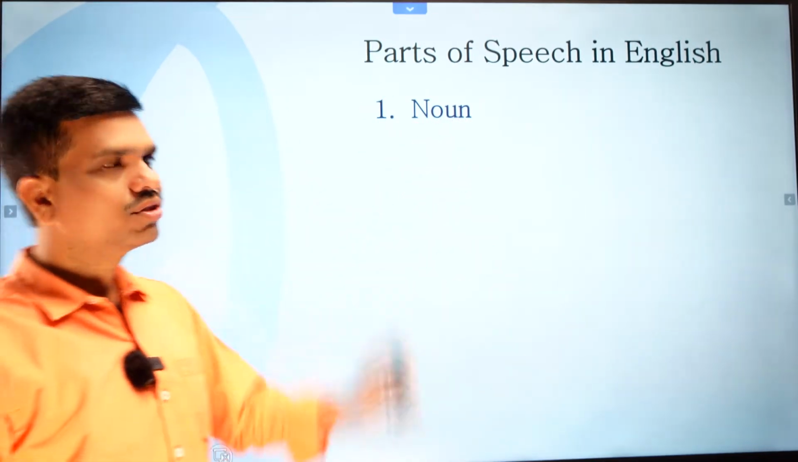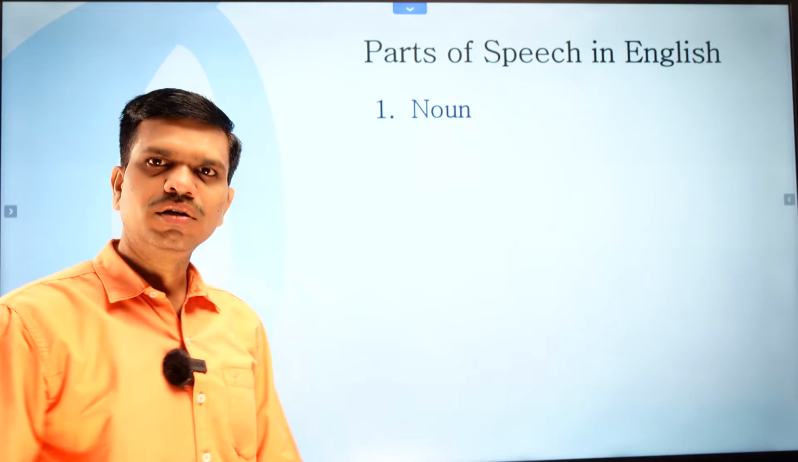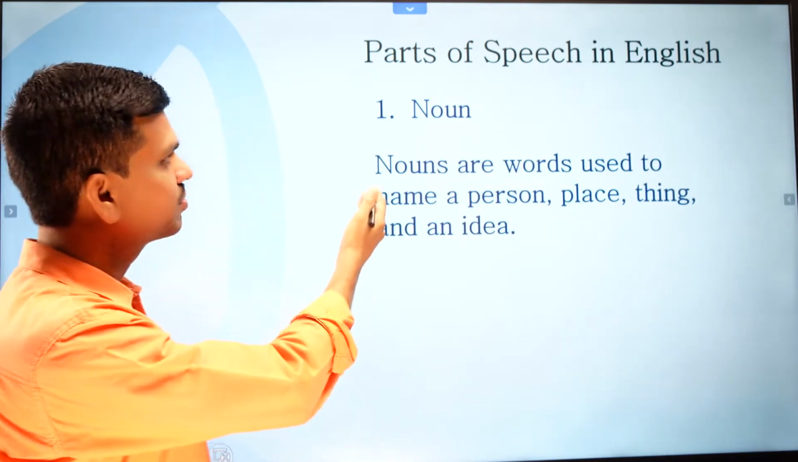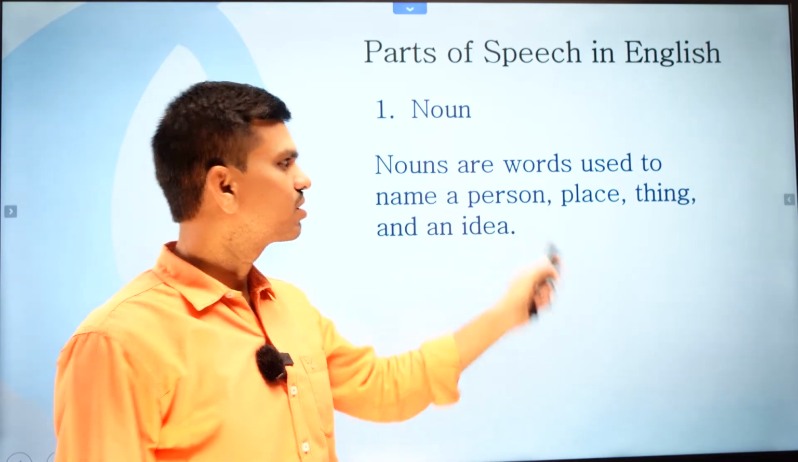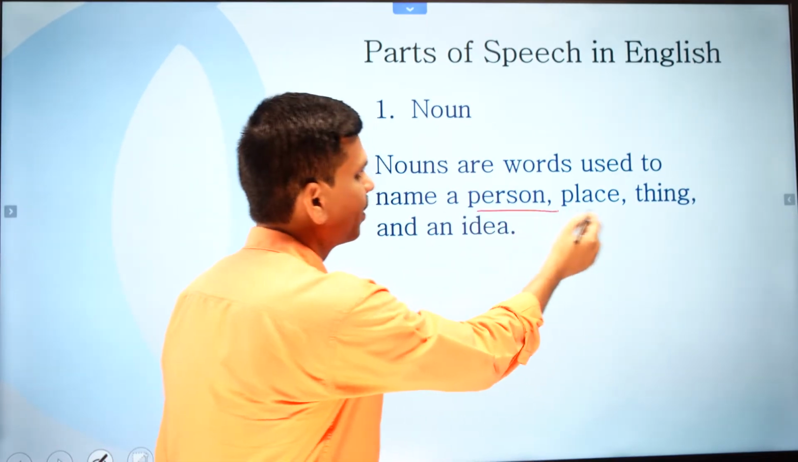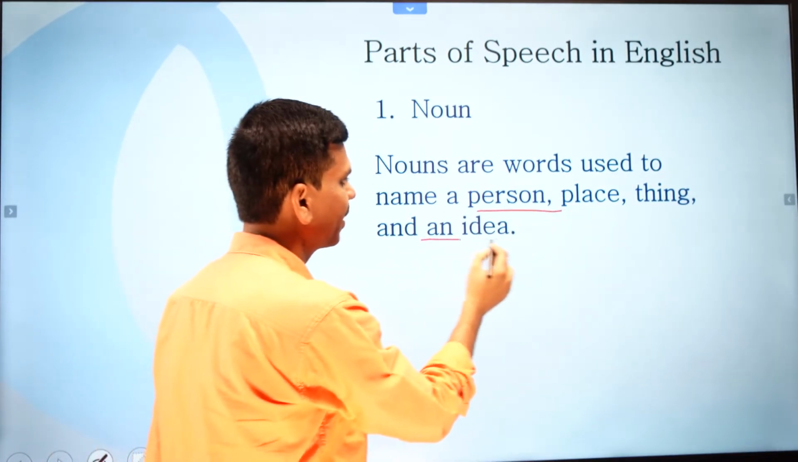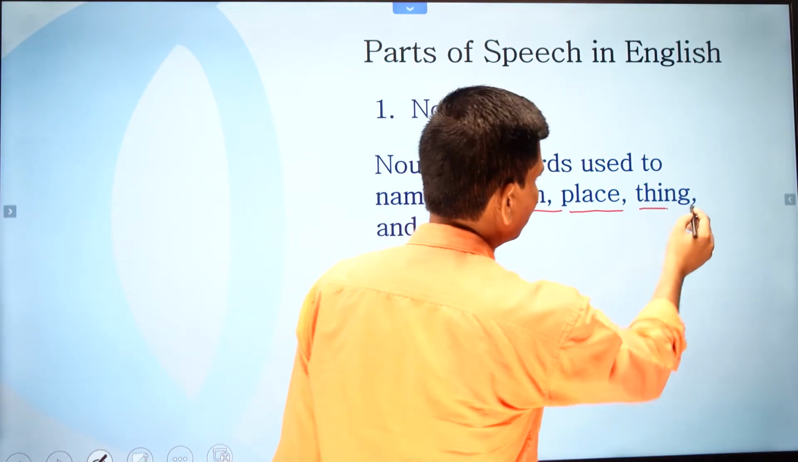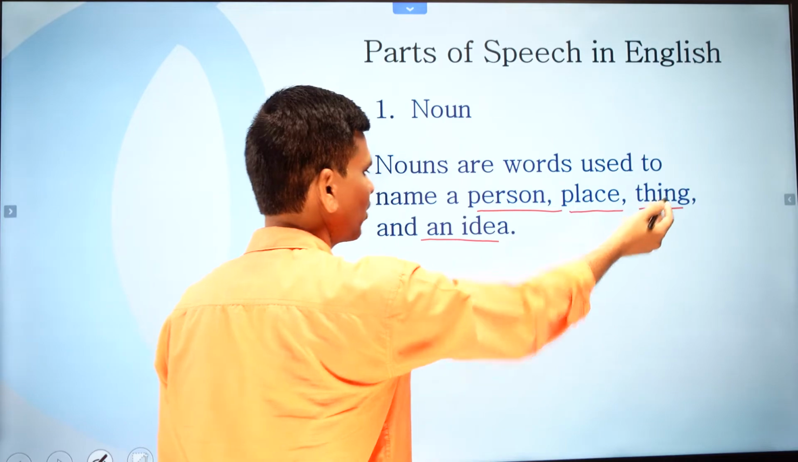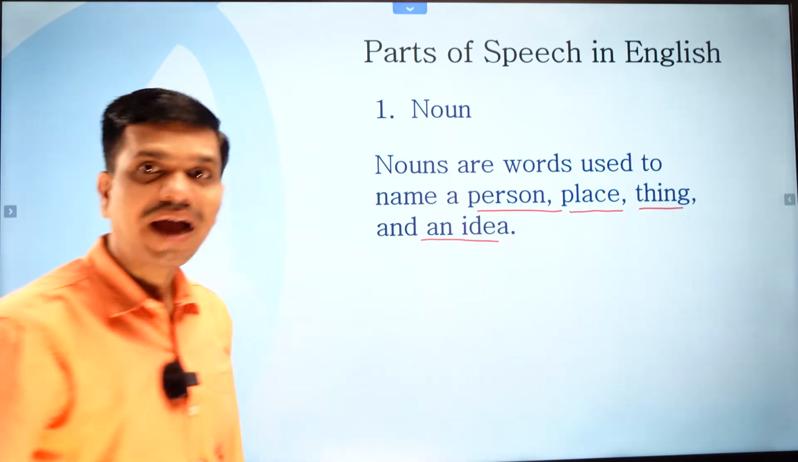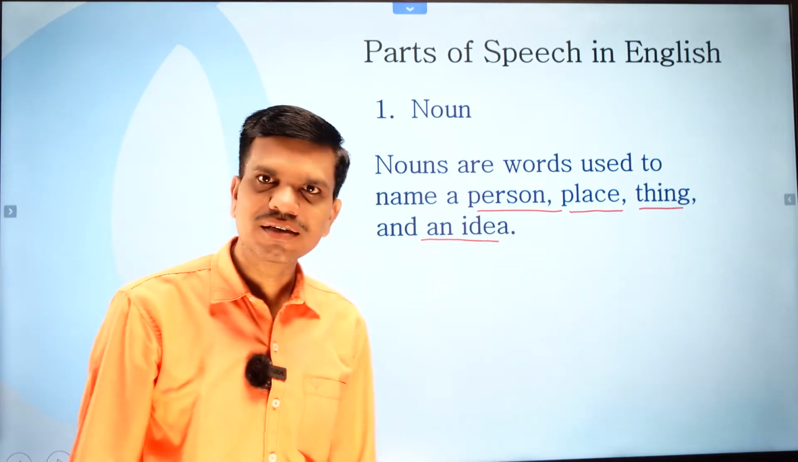Now what is noun? It's very simple. You all might be familiar with this term called noun. Nouns are the words used to name a person, place, thing and an idea. Now you see that here 2-3 things are important. It's a name of a person, name of a place, name of a thing and name of an idea, or idea itself is a noun.